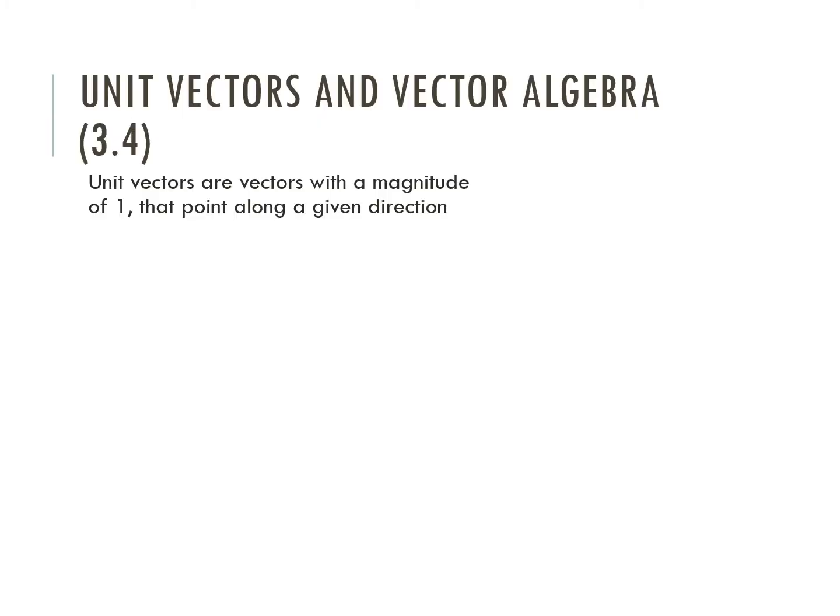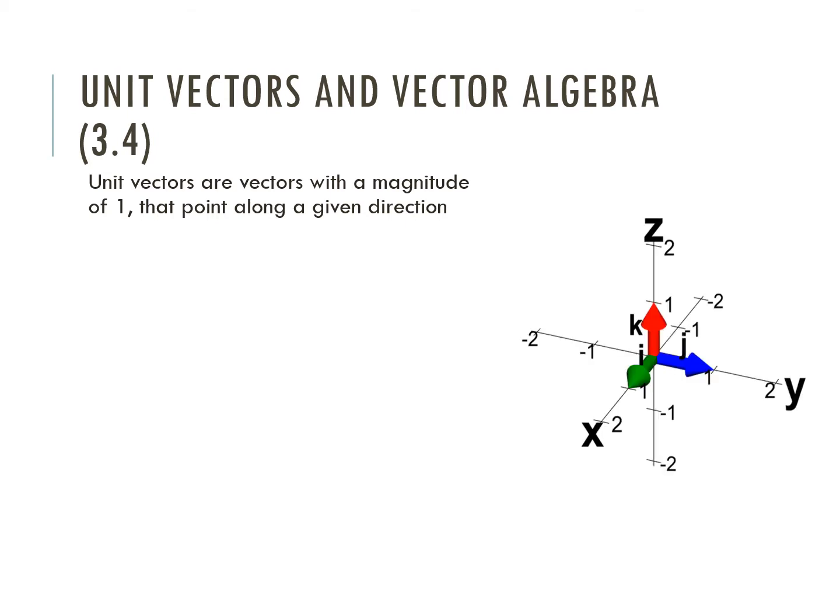So a unit vector is going to be a way for us to write out our vector with x, y, and z separately without having to get really weird with it. A unit vector is a vector with a magnitude of 1 that points in a given direction. That given direction is going to be x, y, or z depending on which unit vector you are using.